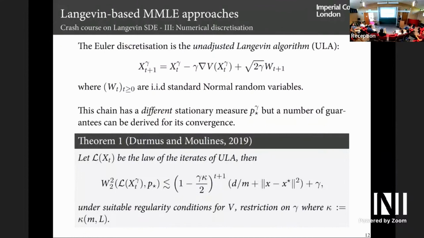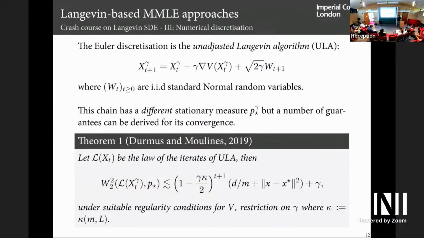Sorry, what is X star again? X star is the optimum. Because I assumed V is strongly convex, that's the minimizer of V. And kappa, so there's some expression too, depends on the Lipschitz constant of V and the strong convexity constant.